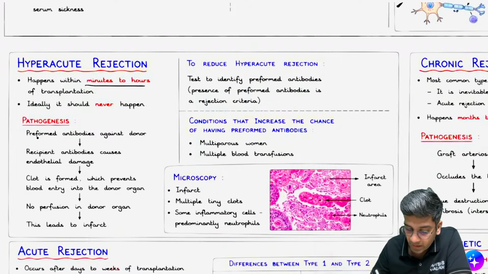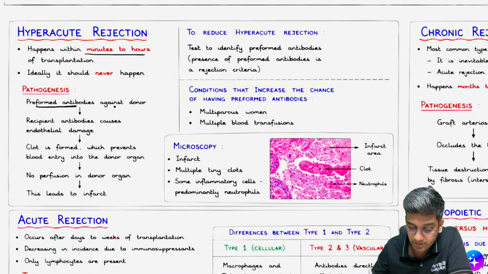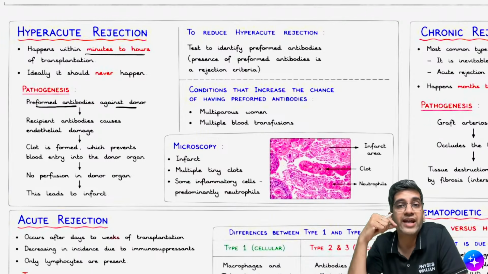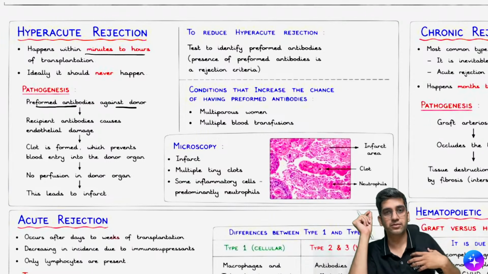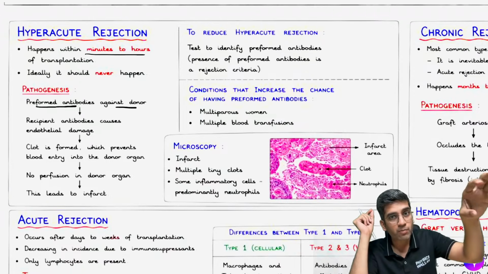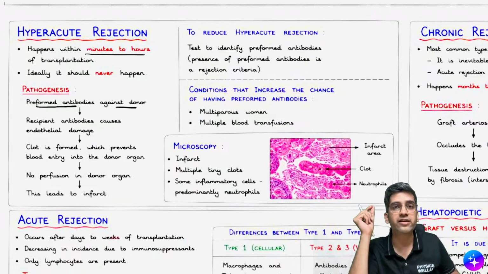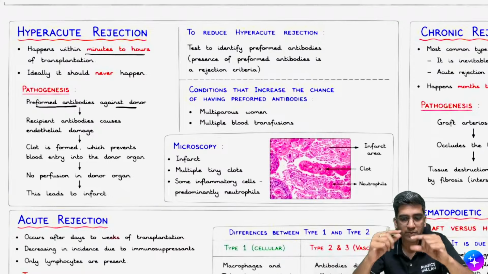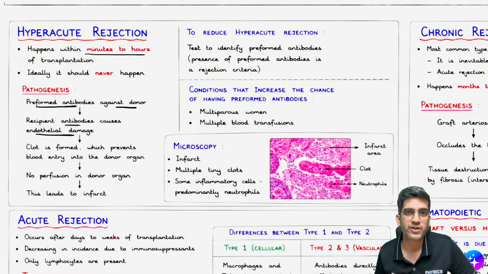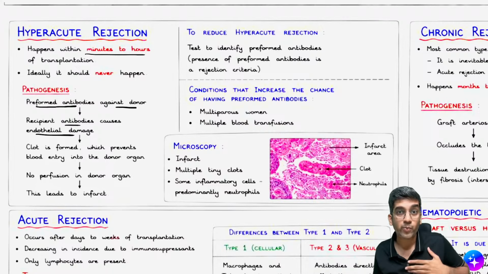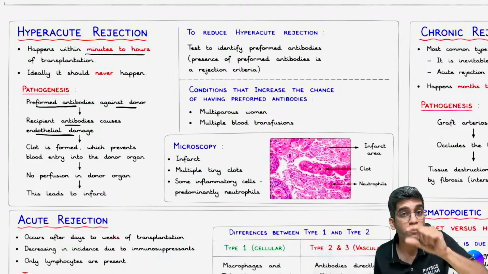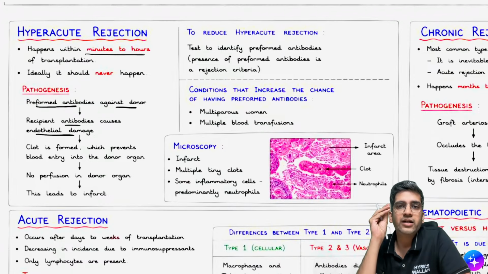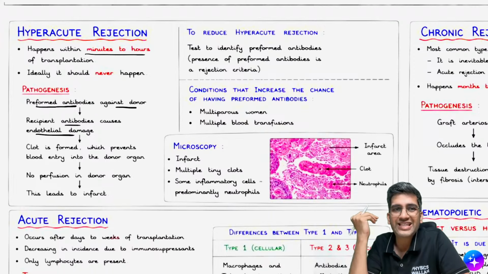Why it happens is that the person who is getting the transplant, the host, will have preformed antibodies against the donor. Imagine I'm getting a kidney from my mother. My body already has antibody against my mom's kidney. The moment I anastomose my blood vessel with my mother's kidney blood vessel, the antibody will cause endothelial damage, because my body has antibody which identifies my mother's kidney blood vessel antigen as foreign and binds to it. If your endothelium is damaged, can anyone tell me the next step?